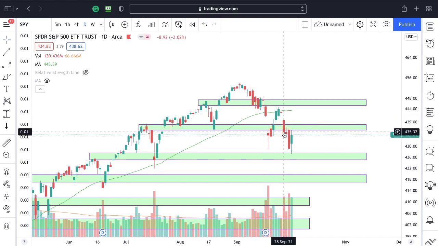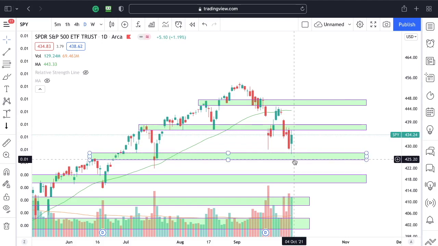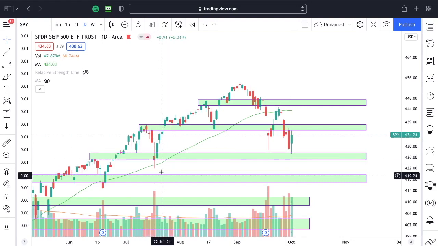So all of these violations in the S&P 500 should give you a warning sign that the S&P 500 might not be as strong as previously. In fact, right now we are seeing weakness in the S&P 500. And right now, the S&P 500 is finding support at this area over here, which is the price level of around $427 to $425.